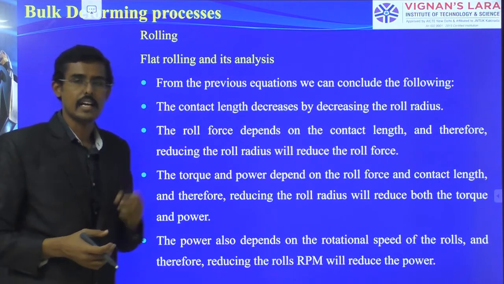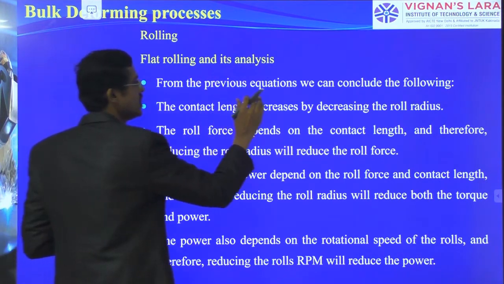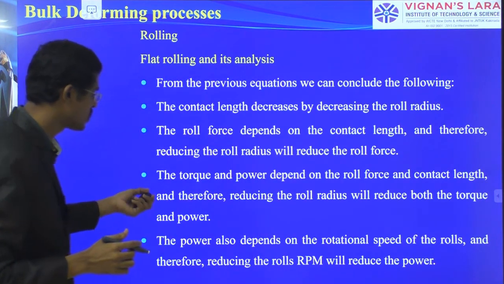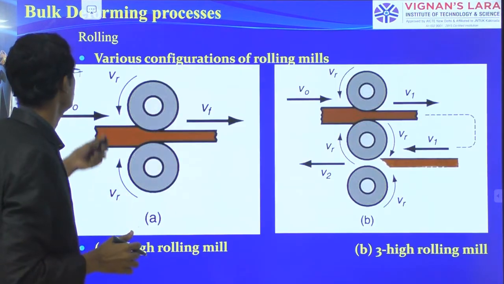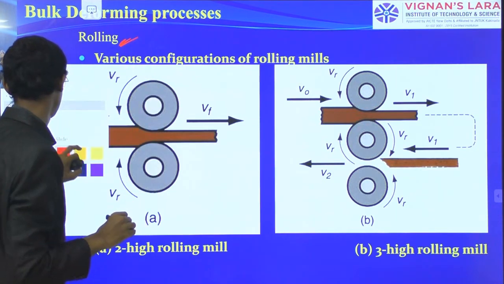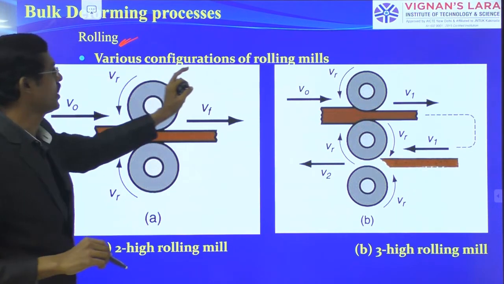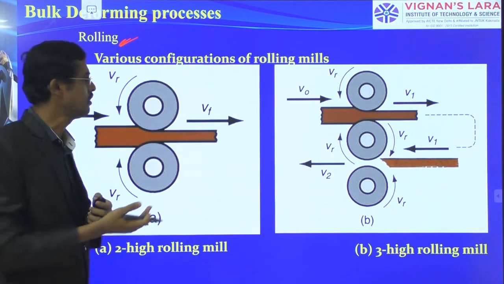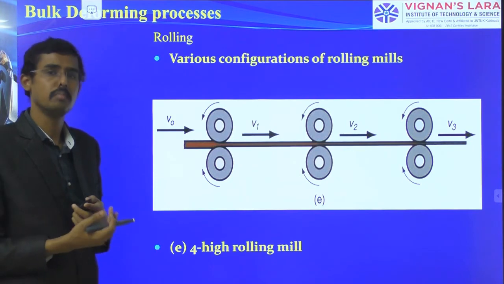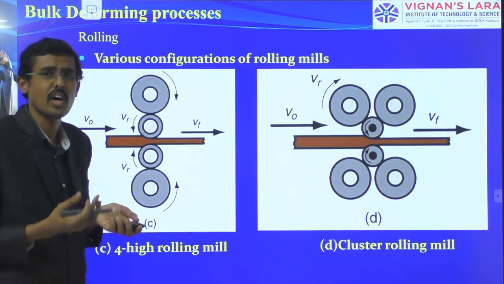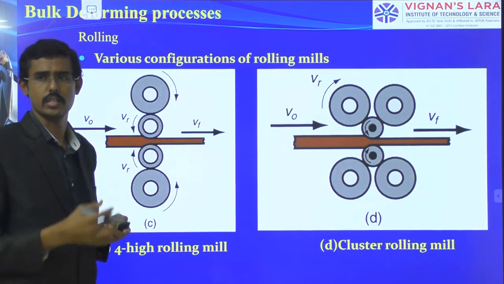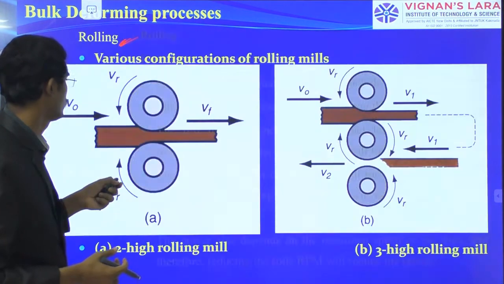Flat rolling and its analysis. From the previous equations, we can conclude the following, and we should see this one by one. Rolling operations and the various configurations of rolling mills. We have some four to five setups at different types of rolling mills, meaning the types of rollers and how we are equipped to do the operations.